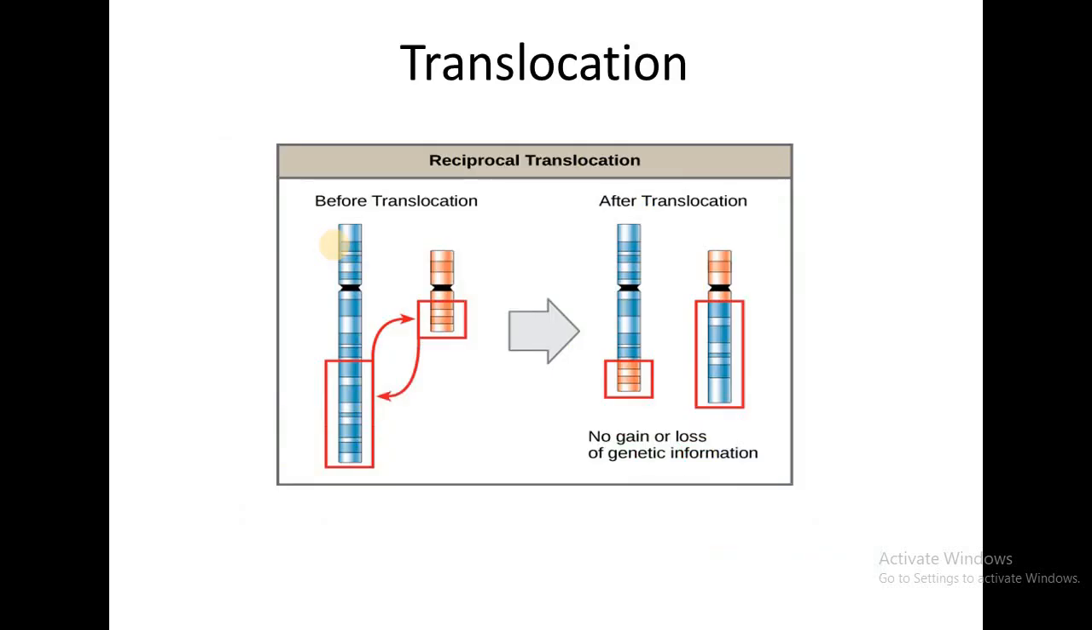Then next is the translocation. Translocation is the chromosomal aberration where non-homologous chromosomes exchange segments. The translocation produces a cross-shaped structure during pairing. The translocation causes position effect, and translocation alters the linkage groups.